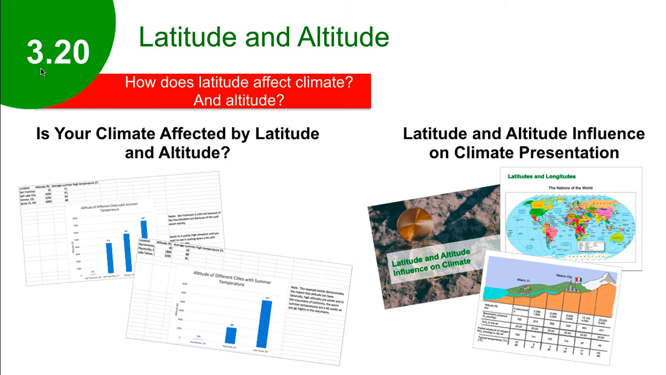In Lesson 3.20, students will work on figuring out what factors affect the local climates of their adopted cities, including exploring latitude and altitude. In small groups, students are going to create two graphs, the altitude of each city versus average temperature, and the latitude of each city versus average temperature. And students then share what they've learned from this analysis, as well as any patterns that they observed. Then we put it all together with the latitude and altitude influence on climate presentation.